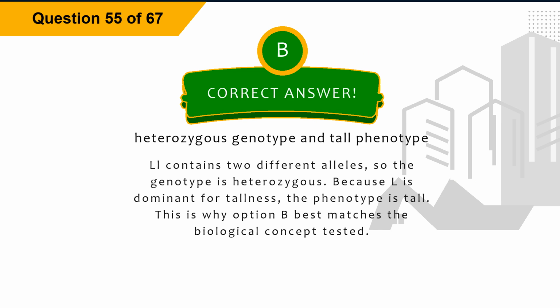Explanation: Ll contains two different alleles, so the genotype is heterozygous. Because L is dominant for tallness, the phenotype is tall. This is why option B best matches the biological concept tested.